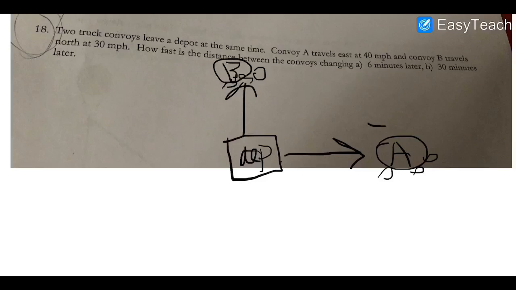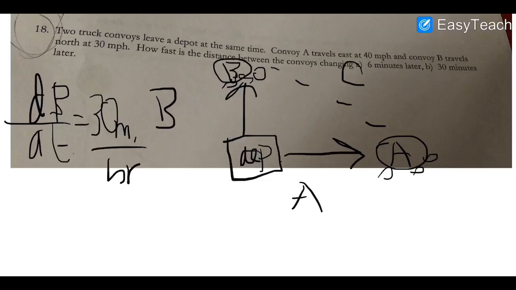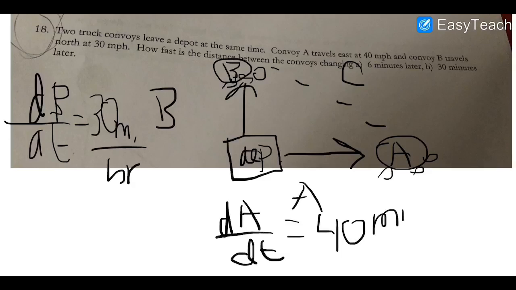So then we see a triangle because we're talking about the distance here, which we can call C. So overall, this is going to be B, this is going to be A, it's going to be C for all the sides. And dB/dt is given to us, which is 30 miles per hour. And dA/dt is also given to us, which is 40 miles per hour.